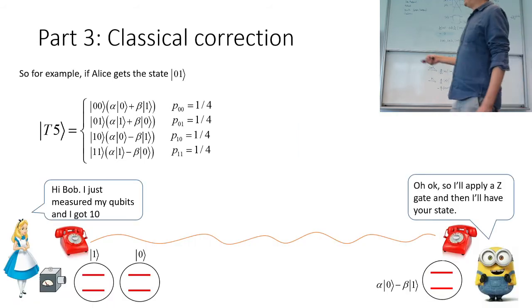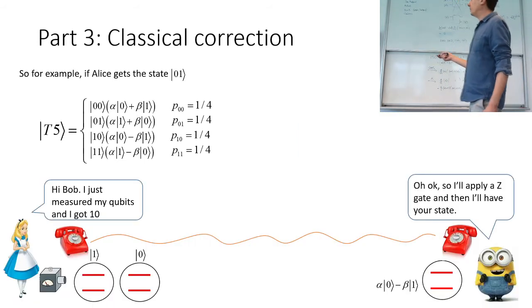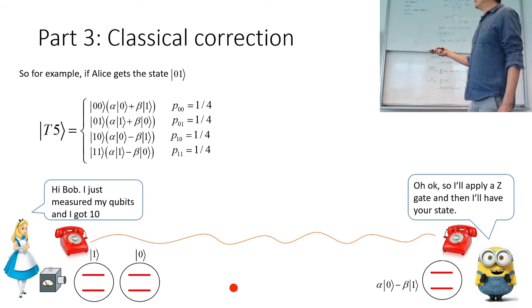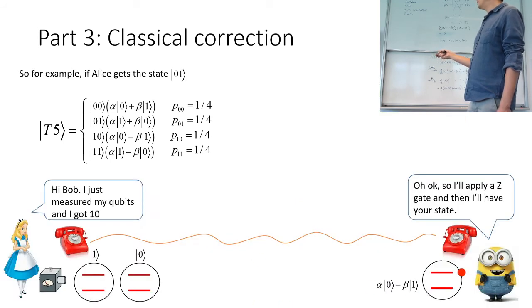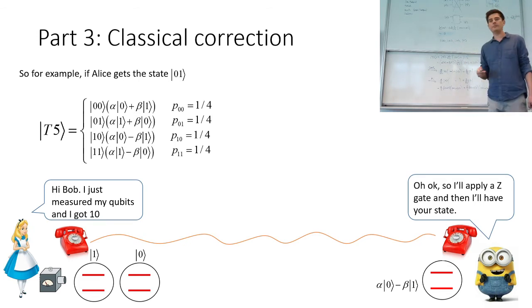So basically, it would go something like this. They had these 2 states. Alice does the measurement. And then Alice phones up Bob and says, "Hi, I just got 10." And then Bob goes, "Okay, I'll look at my table here. 10 means I've got to do a Z." So he goes, "I'll just apply Z to my state and I'll have your state."